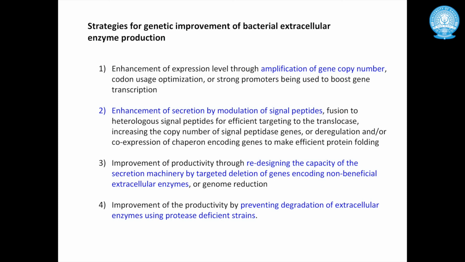The third example again emphasizes that there is a need to redesign the capacity of the secretion machinery by targeted deletion of genes encoding non-beneficial extracellular enzymes to avoid or to limit the competition in secretion of extracellular proteins. So by removing or by somehow limiting the requirement or need for excretion of non-beneficial extracellular proteins, we will be able to achieve efficient secretion of our extracellular protein. The fourth strategy is to prevent degradation of extracellular enzymes using protease deficient strains.